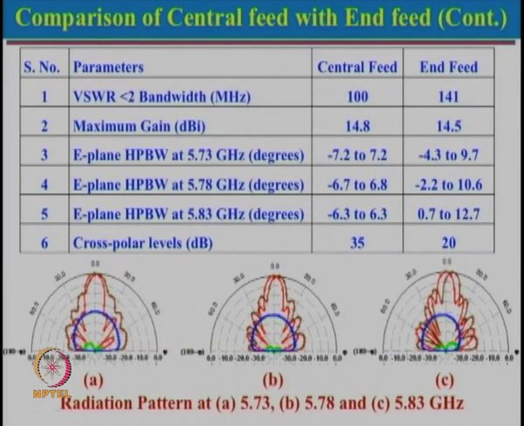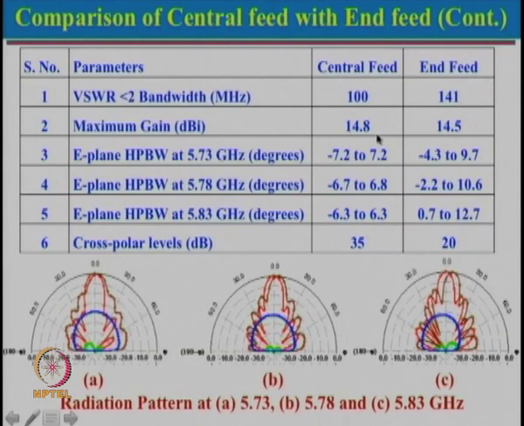First, let us just look at the radiation pattern at 3 different frequencies, 5.73, 5.78 and 5.83. Now, these are the frequencies which are within VSWR less than 2. But now, let us see here, one can see that this is the pattern for the central feed. You can see for central feed the pattern is relatively symmetrical, but for the end feed one can see there is a small shift here, then there is a little larger shift in the beam maxima, and here there is an even larger shift. In fact, that can be seen from here. So, let us just see for central feed VSWR less than 2 bandwidth is about 100, which increased to 141.